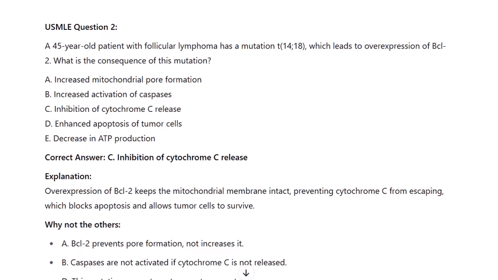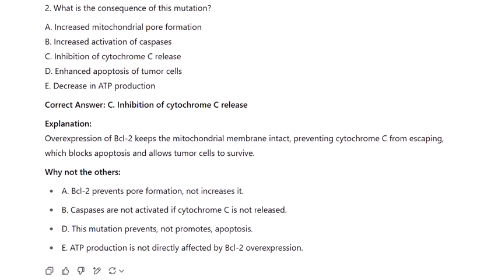B. Caspases are not activated if cytochrome C is not released. D. This mutation prevents, not promotes, apoptosis. E. ATP production is not directly affected by BCL2 overexpression.